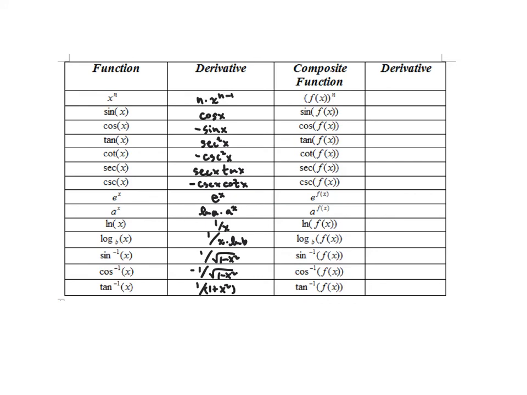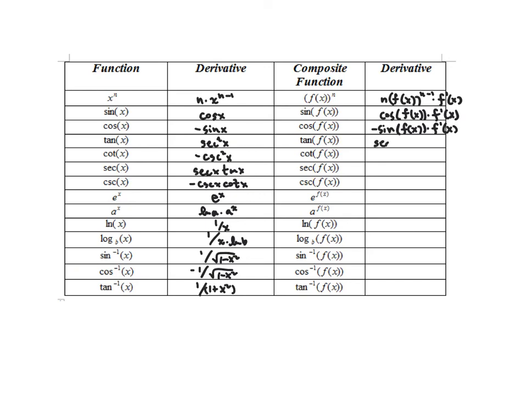All right, and then you got some composite rules. This would be n times f of x to the n minus 1th times f prime at x. Ooh, this is going to get annoying. This will be cosine of f of x times f prime at x. This will be negative sine of f of x times f prime at x. Using the chain rule, obviously.